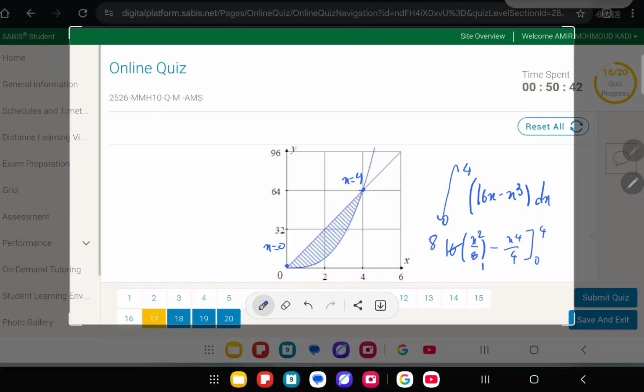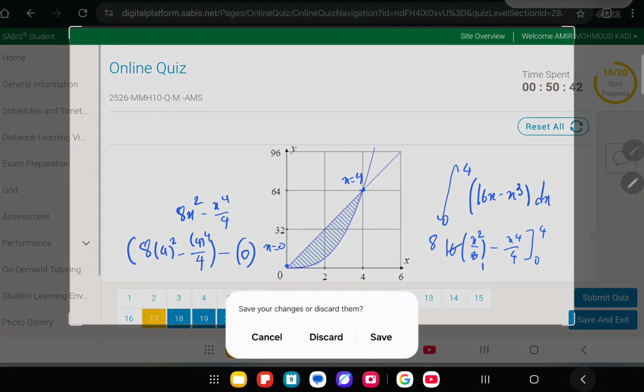Let me simplify the inside. You get 8x squared minus x to the 4 over 4. And then you just do 4 to the power of 2 minus 4 to the power of 4 over 4 minus 0, because when you substitute 0, you guessed it, it will be 0. Like the integrated y will be 0. So let's just do this on the calculator. 64 is our answer.